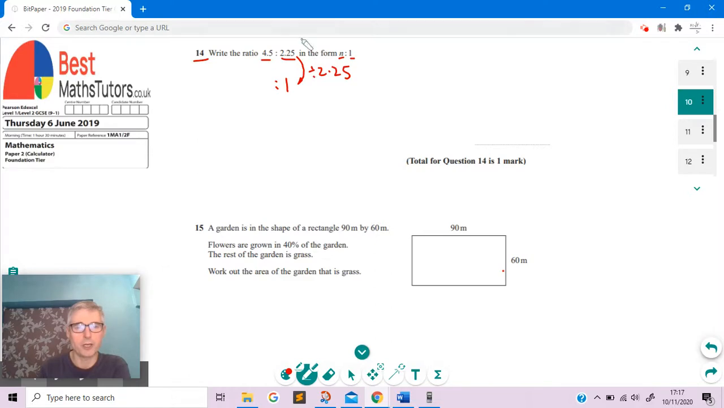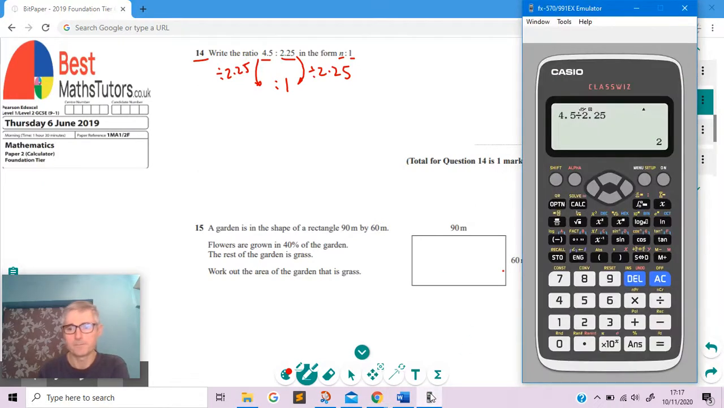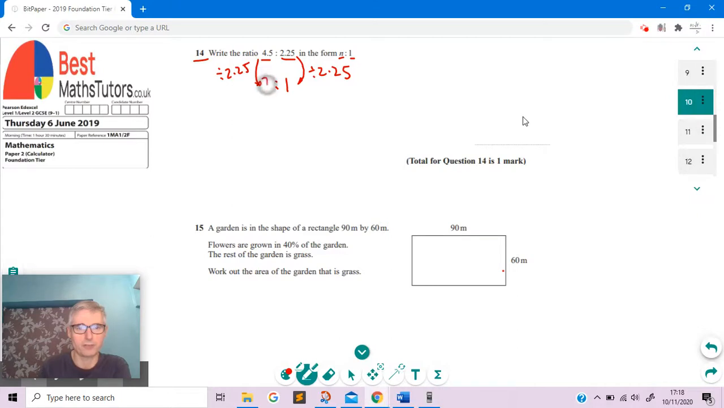And because we've divided one side of the ratio, we've got to do exactly the same thing to the other side. We've got to divide the 4.5 by 2.25 as well. I might as well do that on the calculator. 4.5 divided by 2.25 gives 2 as my answer. So there we go, the ratio in the form n to 1 is 2 to 1.